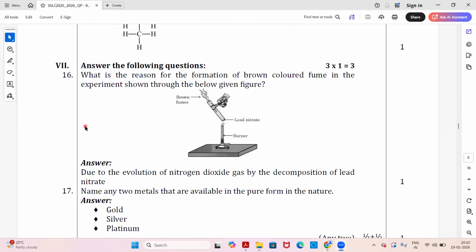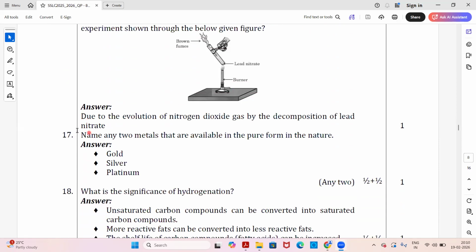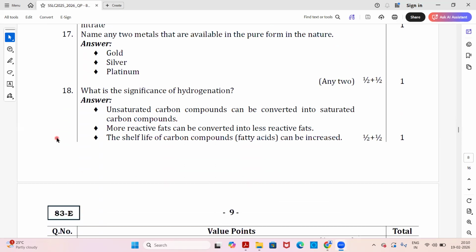What is the reason for the formation of brown colored fume in the experiment shown through the given figure? So the answer is given here. Then question 17. Question 18, points are given.